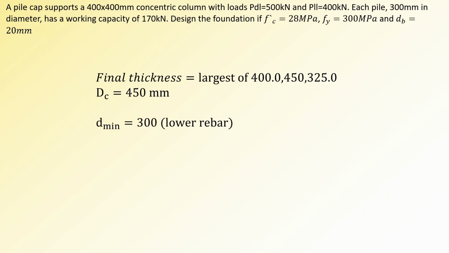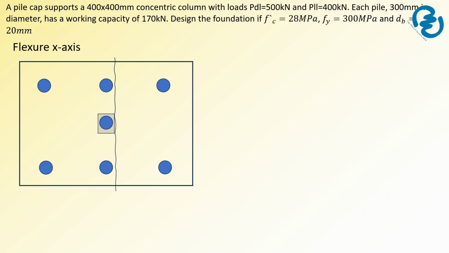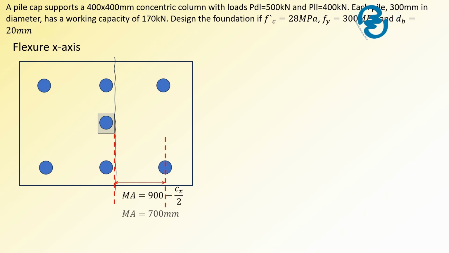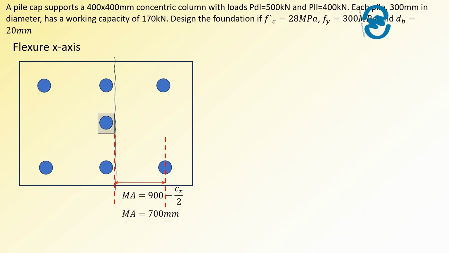Next, we compare this thickness with the minimum requirement specified in NSCP C101 2015, section 413.42. If the calculated thickness is less than the minimum, we will adopt the code prescribed value instead. Now let's move on to the flexure design. We begin by identifying the critical section cut, as shown. To compute the moment at this section, we multiply the reactions of the piles by their respective distances from the critical section. In this case, there are 2 pile reactions contributing to the moment after the section cut.